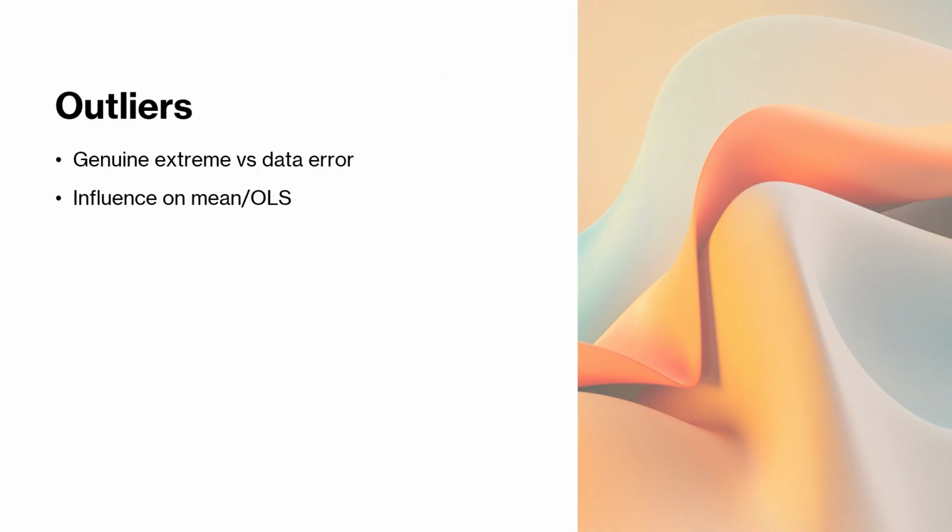Now, then we have outliers. There are outliers which are genuine extreme values, and there are outliers which are data errors. Obviously, there are outliers which are part of a pattern, there are outliers which are genuinely extreme values, and also part of it is error.